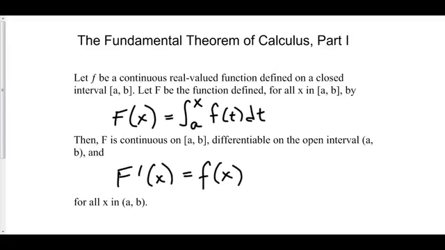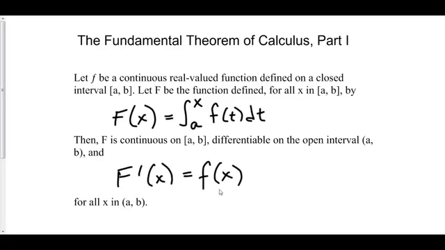Let little f be a continuous, real-valued function defined on a closed interval from a to b. Furthermore, let big F be the function defined for all x by big F is the integral from a to x of little f of t dt. Then, big F is continuous on [a, b], it's differentiable on (a, b), and furthermore, the derivative of big F is little f.